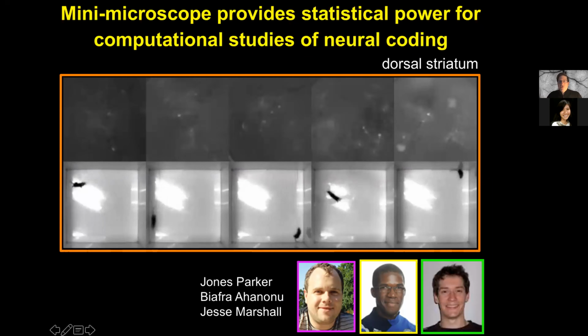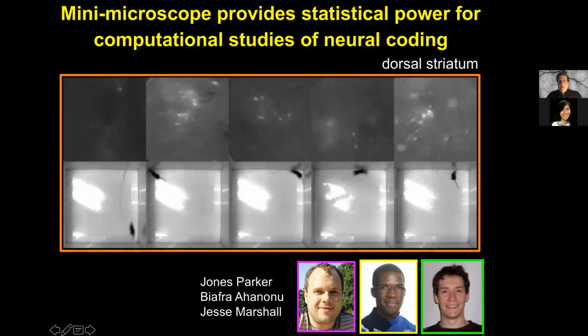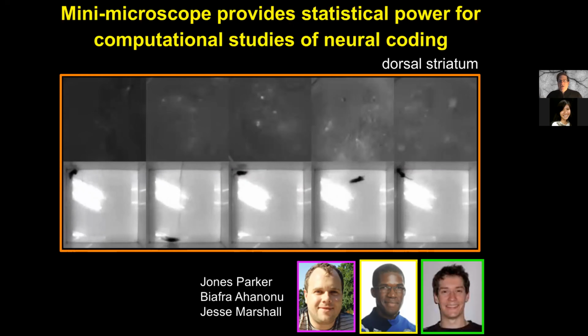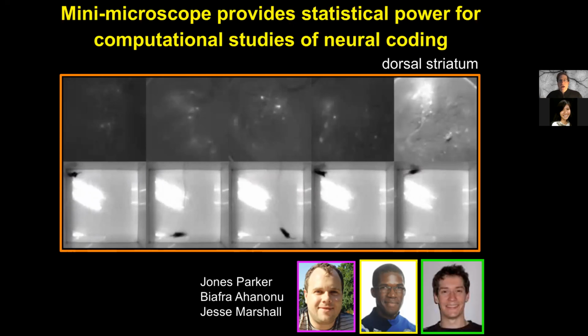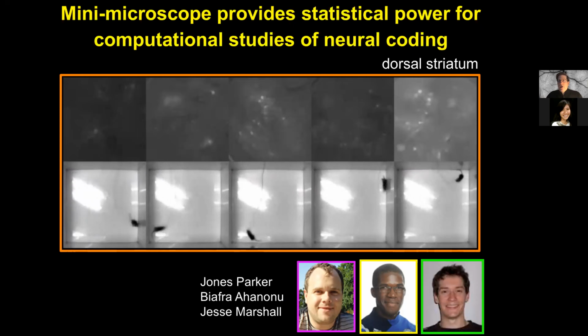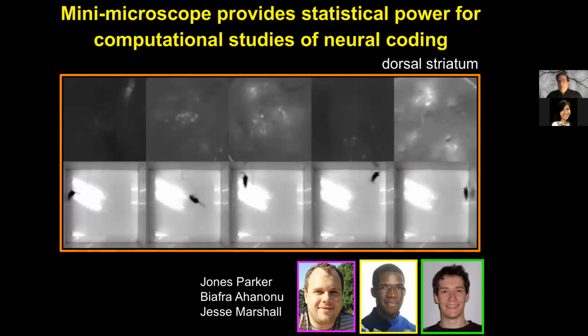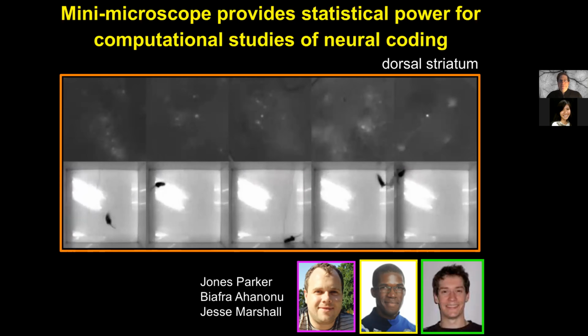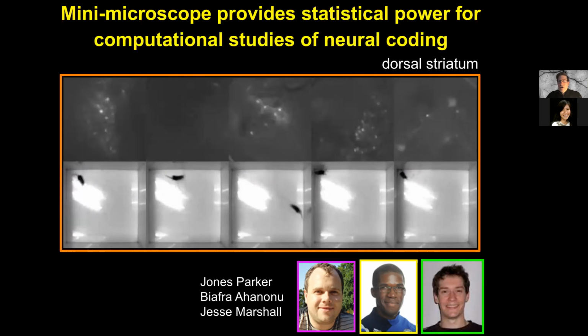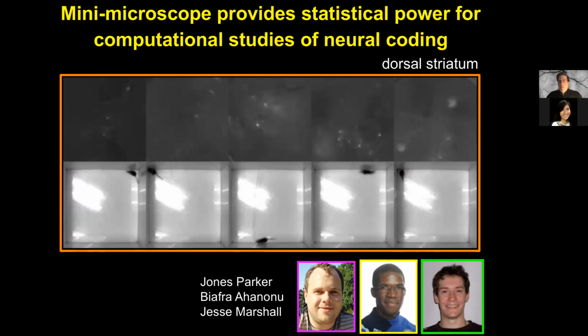This is work of Jones Parker, Biafra Ahanonu, and Jesse Marshall. Jesse's now at Harvard, Biafra is at UCSF, and Jones has his own group at Northwestern. And in this study, they targeted the microendoscope and the microscope to look at so-called medium spiny neurons in the dorsal striatum. And this slide gives you a sense of what a good afternoon can look like in the lab when you're using this technology.